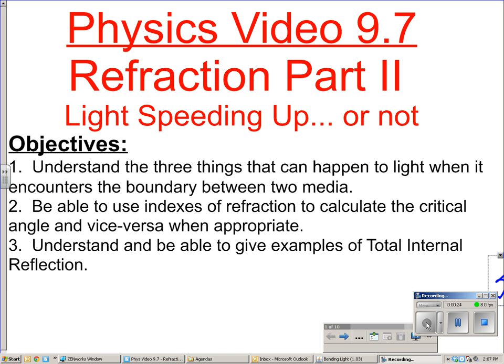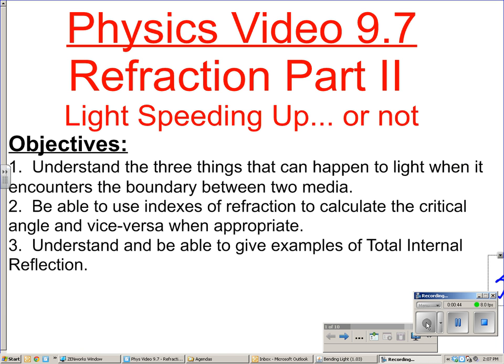All right, so in this video, you will learn the three things that can happen to light when it encounters the boundary between two media. You will learn to use the indexes, I think the technical word is indices, of refraction to calculate the critical angle, and vice versa when appropriate. And finally, you'll be able to understand and give an example of total internal reflection.